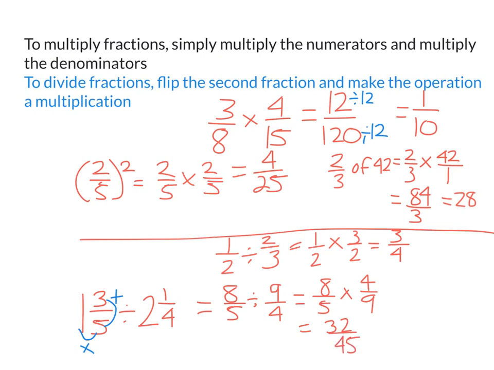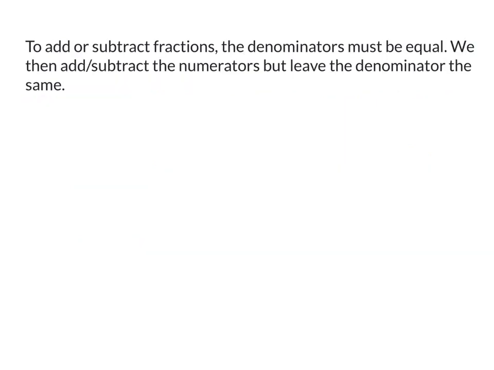So now let's look at adding and subtracting fractions. So adding and subtracting fractions is a little more difficult because the denominators have to be the same. Now, if we have something like 3 over 7 plus 2 over 7, well, that's easy because the two bottom numbers, the denominators are the same. Then we just add the two top numbers and leave the denominator the same.